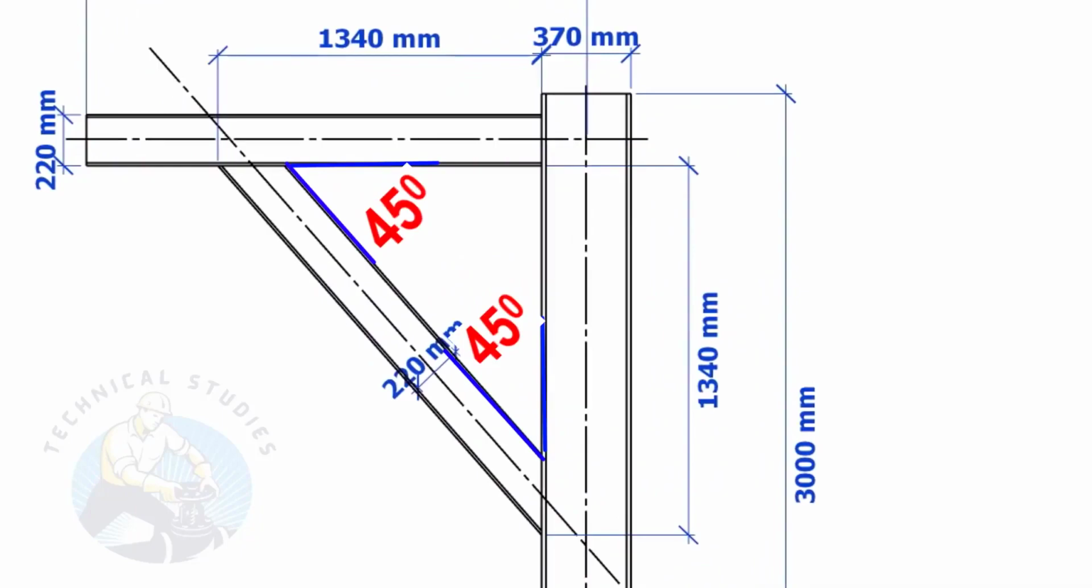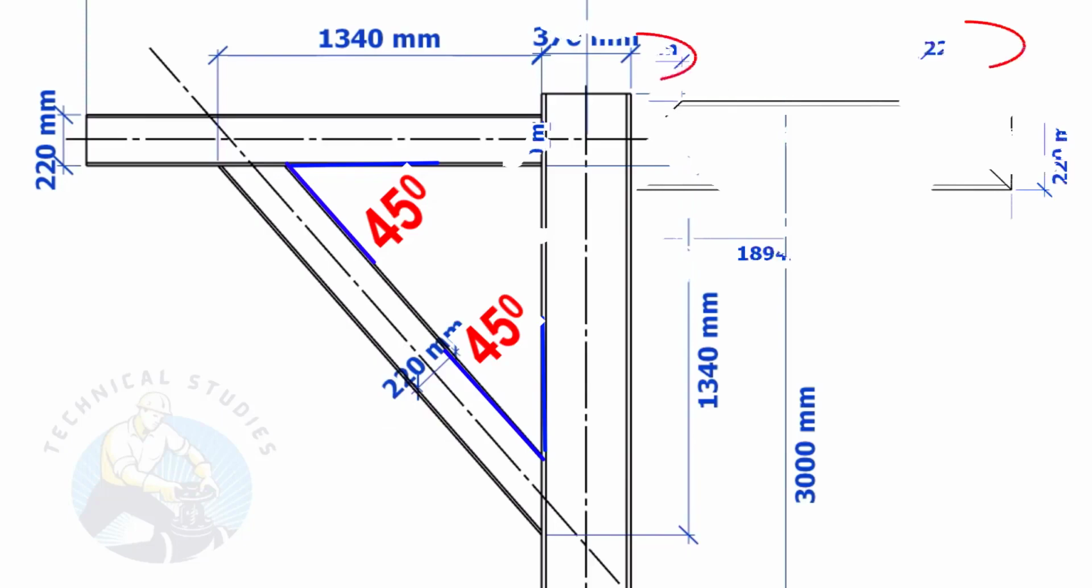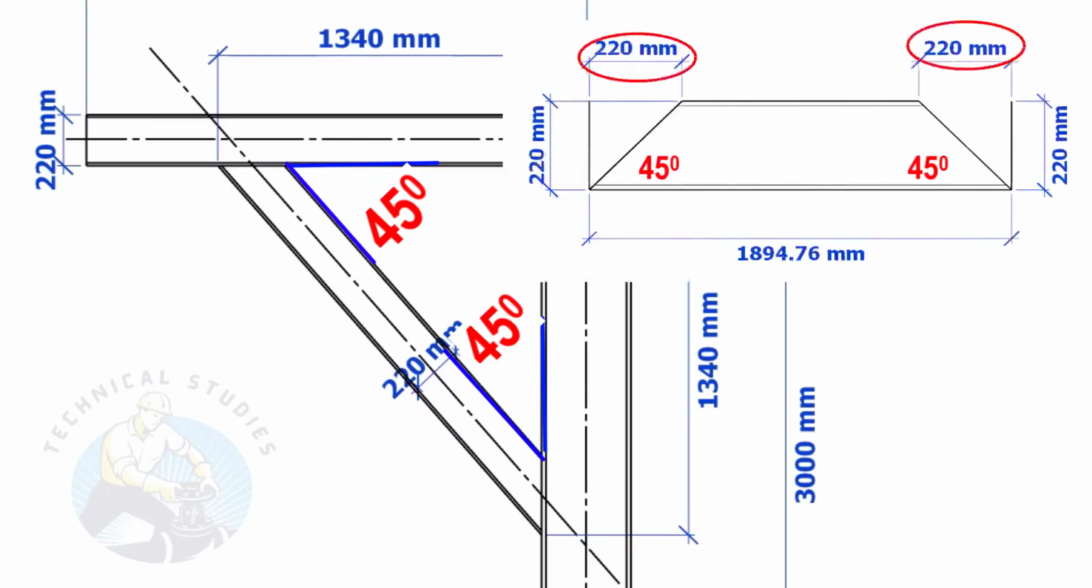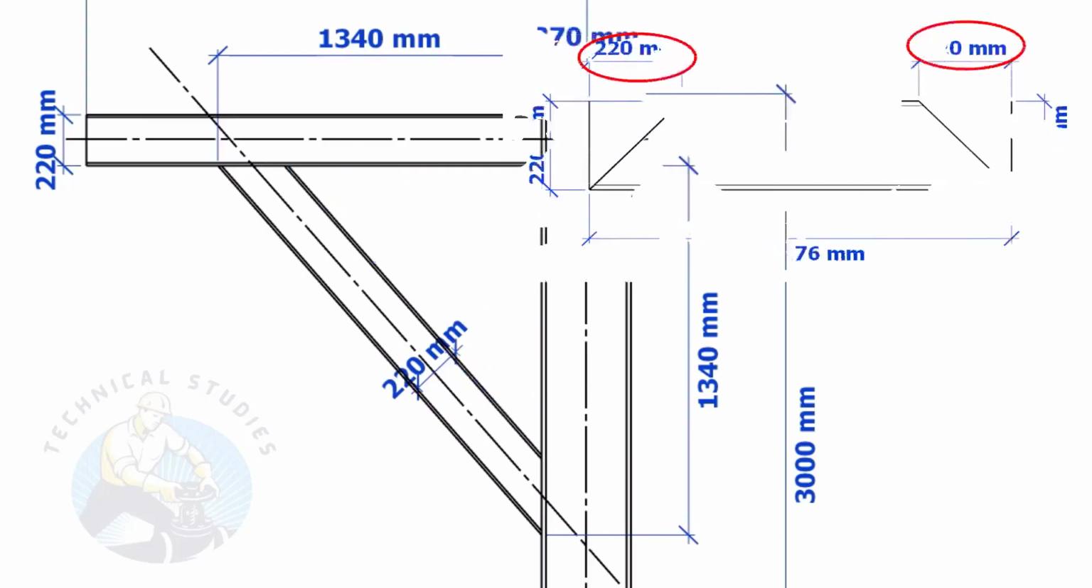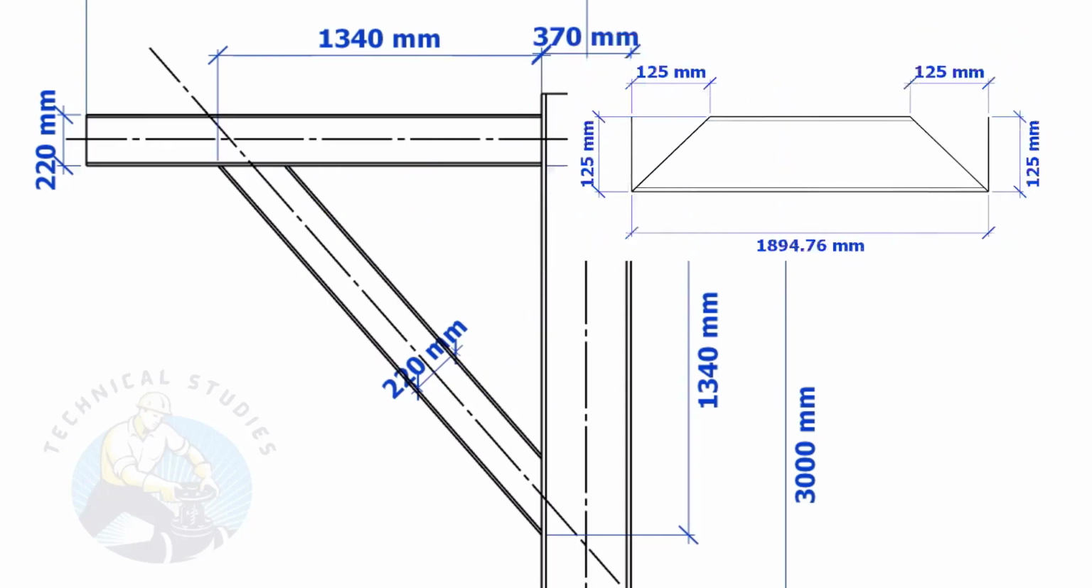Here, the size of the beam is 220 millimeters. Then, the cutback will also be 220 millimeters. Suppose the width of the bracing is 125 millimeters, then the cutback will also be 125 millimeters. Meaning, if the included angle is 45, the cutback will be the same as the bracing width.